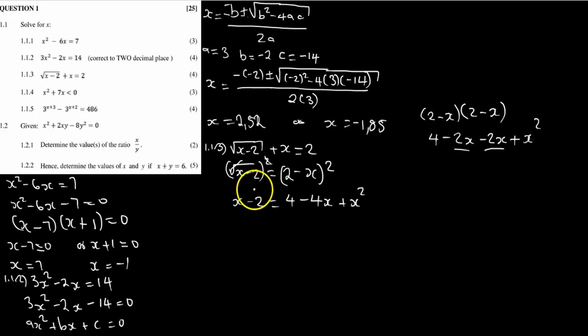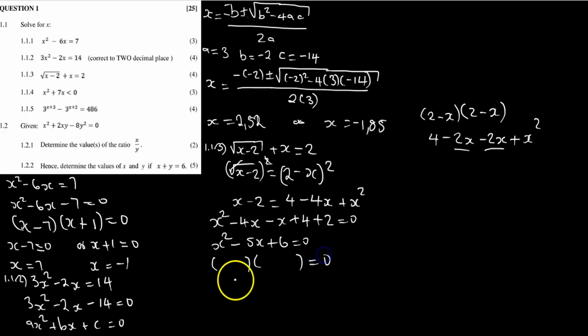Then from there you can transpose the x minus 2 to the other side, and then you'll be having x squared minus 4x, then this x goes to that side, it becomes negative x, and then the 4 is still this side, and then the 2 comes, and then it becomes positive. And then you've got x squared, you collect the like terms, this is minus 5x, this is plus 6 equals 0. Then from there you factorize.